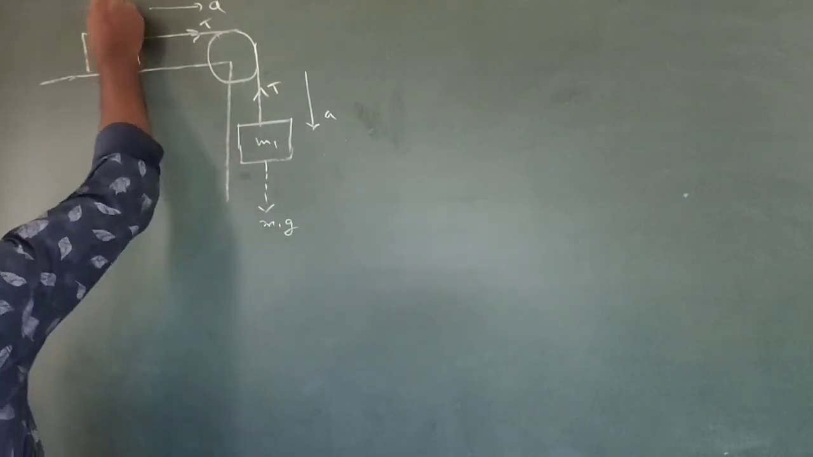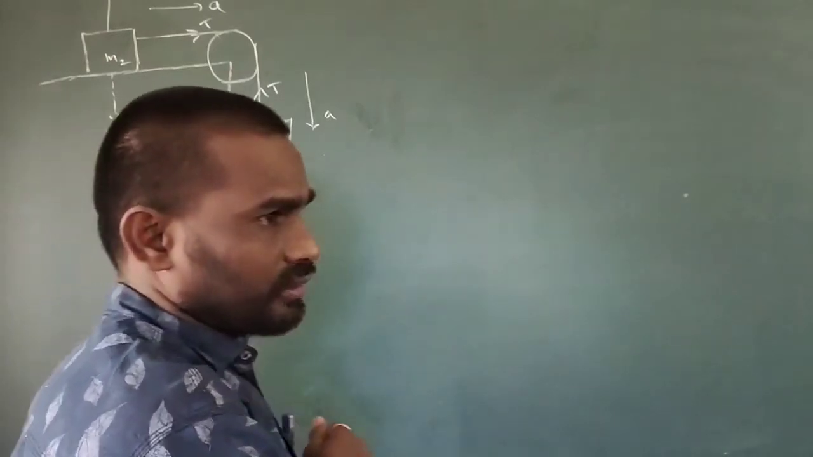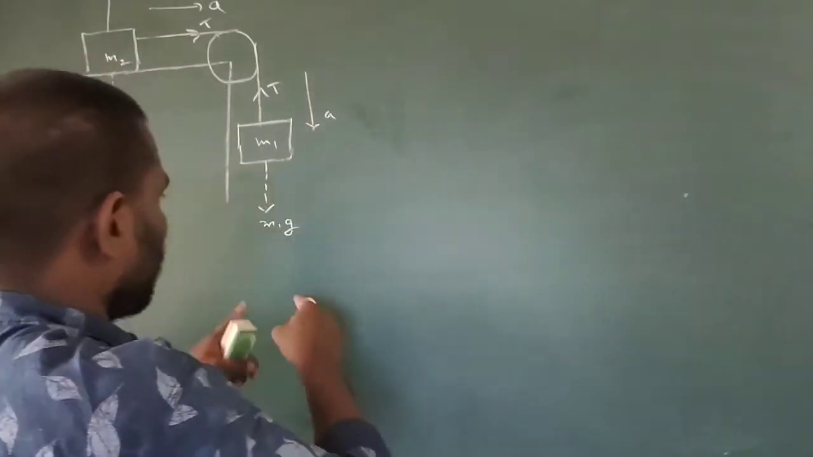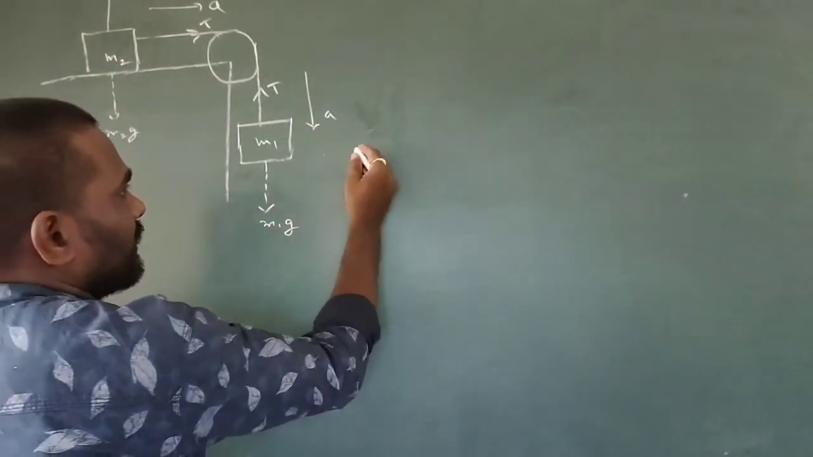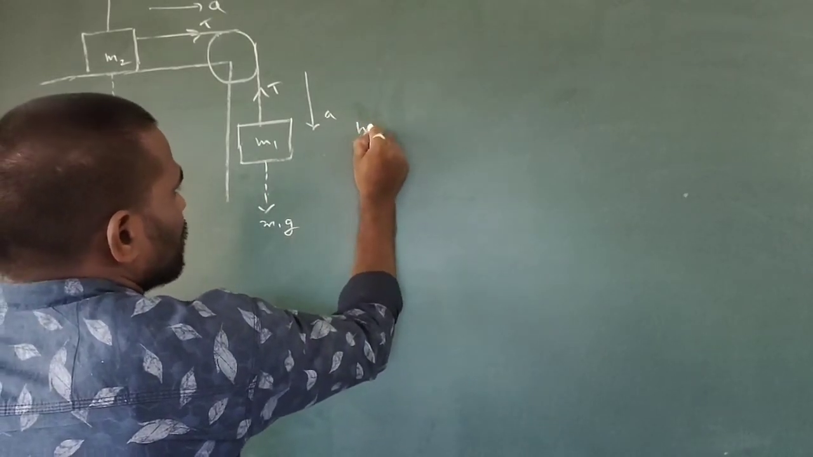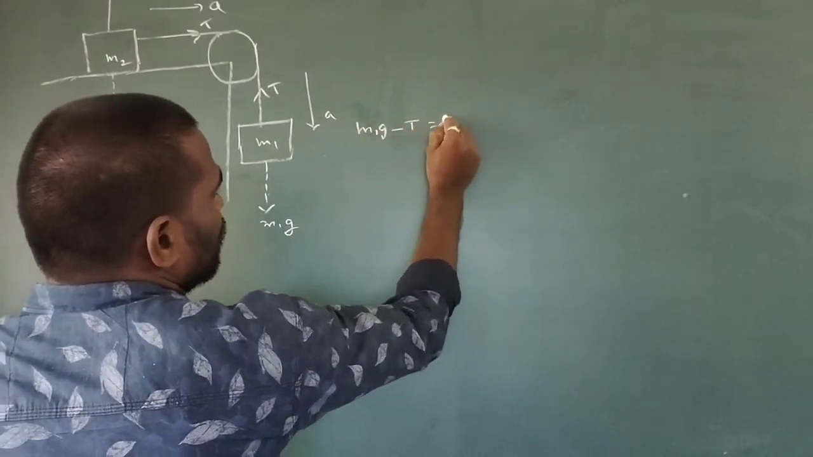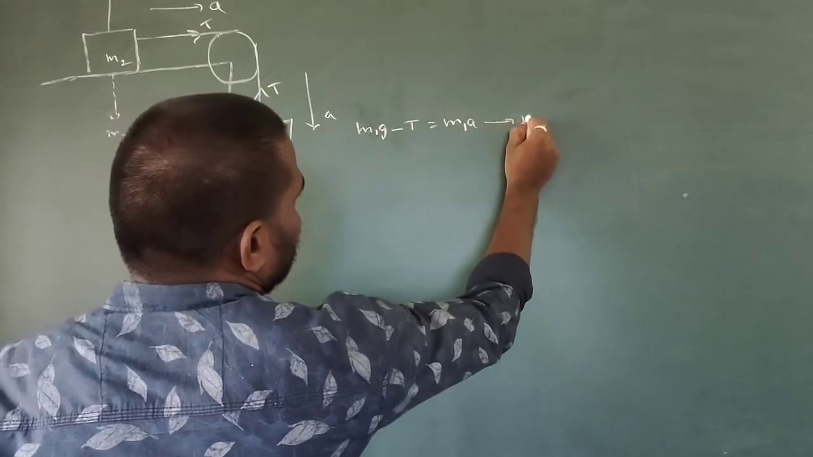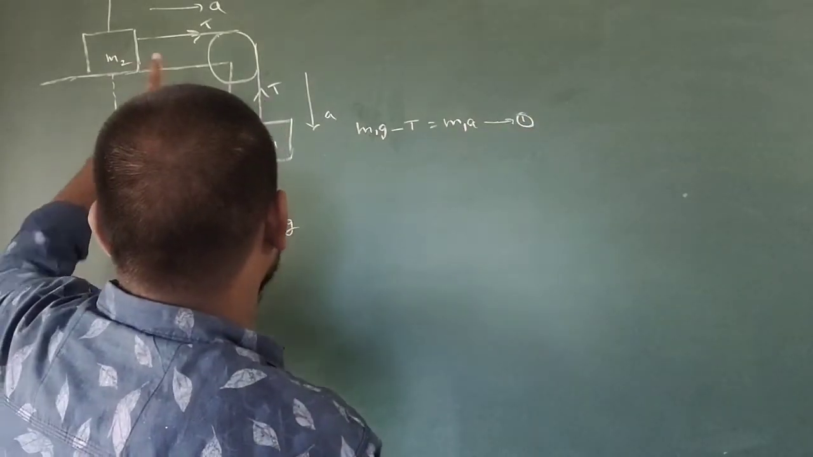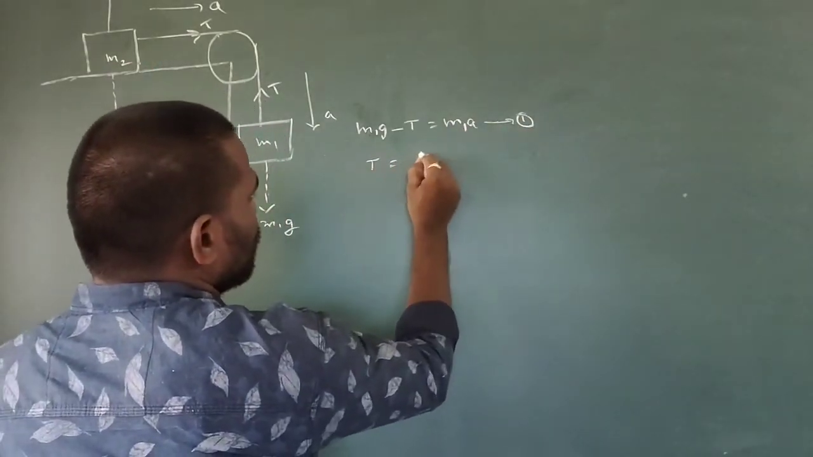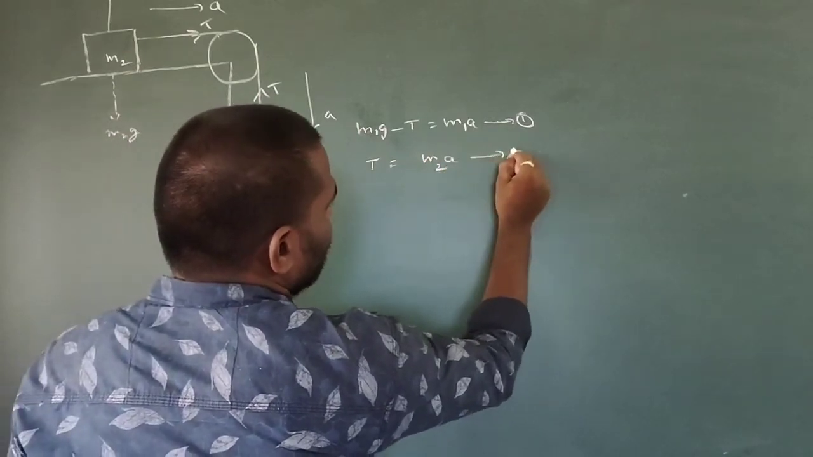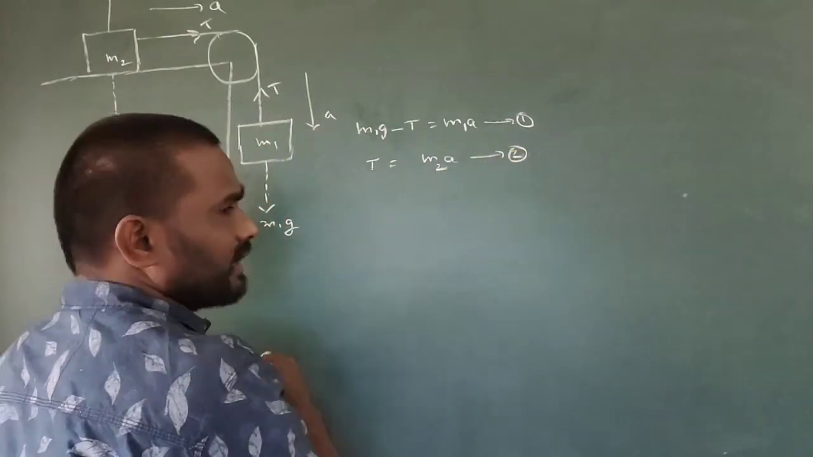The same force acts in the vertical upward direction, that is the normal force on the body. For the net force acting on the first body, m1g minus T is equal to m1a, that is equation number 1, and for the second body, T is equal to m2a, that is equation number 2. Adding these two equations, you will get the acceleration.